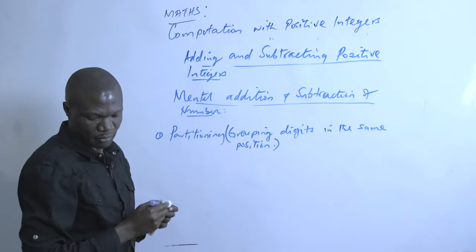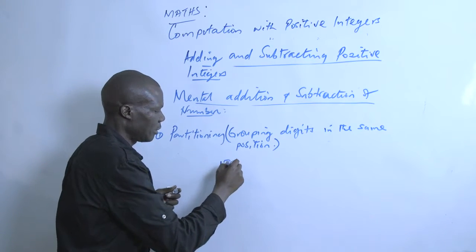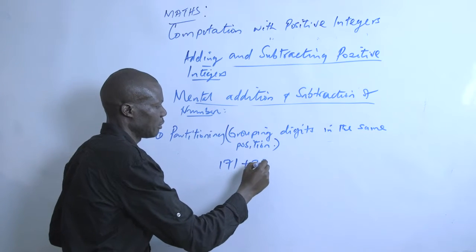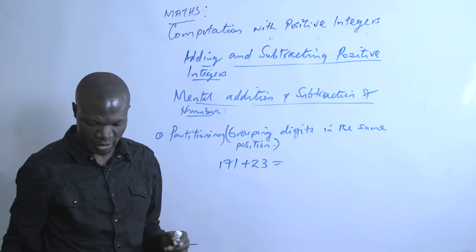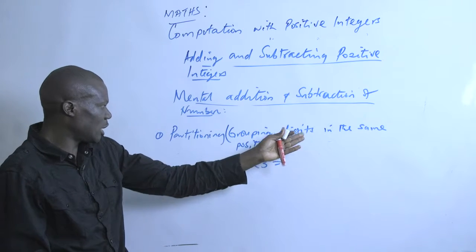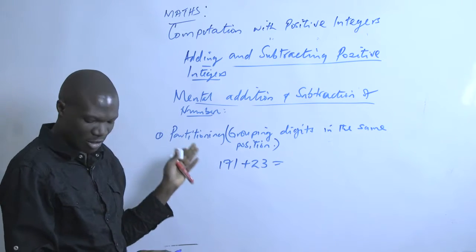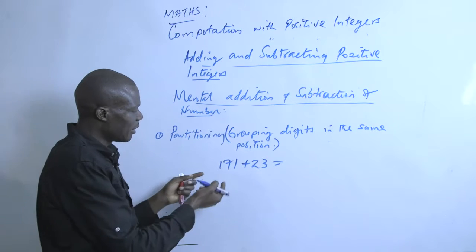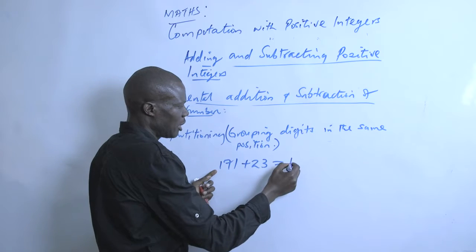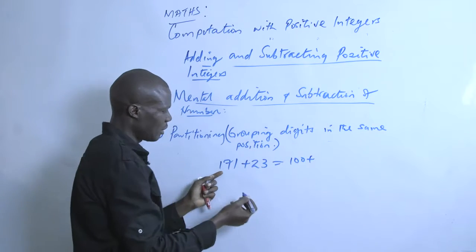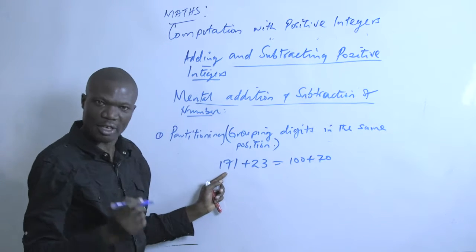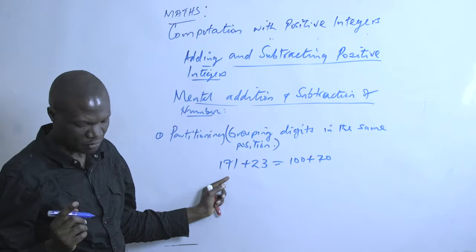Take, for example, 171 plus 23. We want to group digits in the same position together as we handle this. So you'll find that when we group this, we have the position of 1, which is 100. 7 is 70. That is what we have for groups.